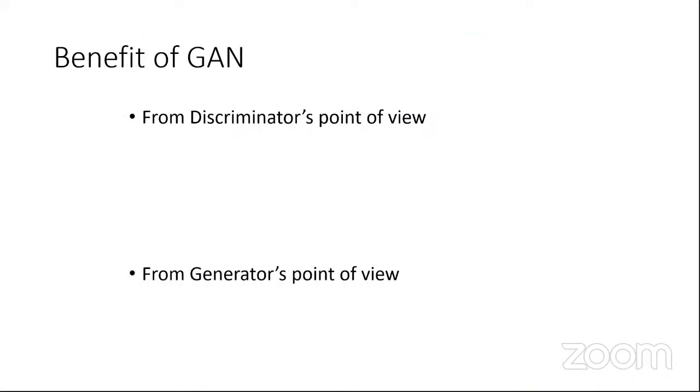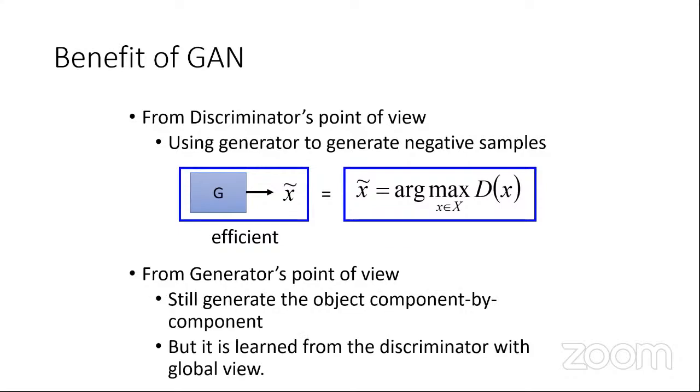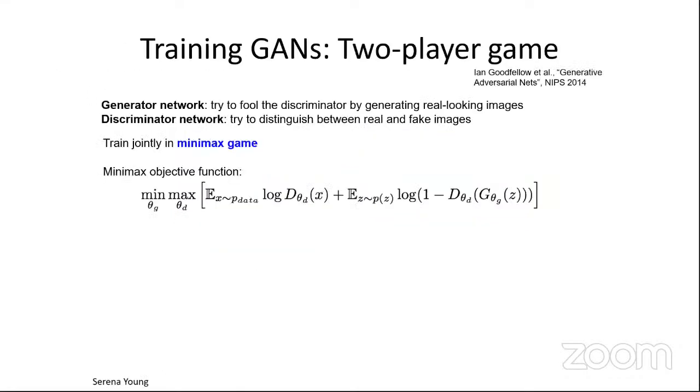So the benefit of GAN, from the discriminator point of view, is that we can use the generator to generate negative examples. We don't require anything else. And we are using those negative examples for which the discriminator provides maximum score. From the generator's point of view, we still generate the object component by component, but it is learned from the discriminator with a global view. So we get a global quality assessment of the images generated from the generator.